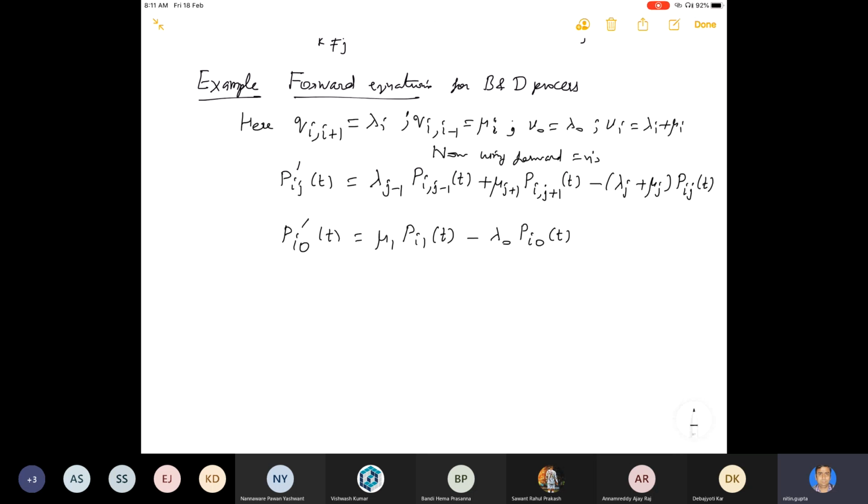Okay. Now, as we have done for the discrete time Markov chain, we are finding out the limiting probabilities, which are also known as the steady state probabilities. So here also we are finding out the limiting probabilities.